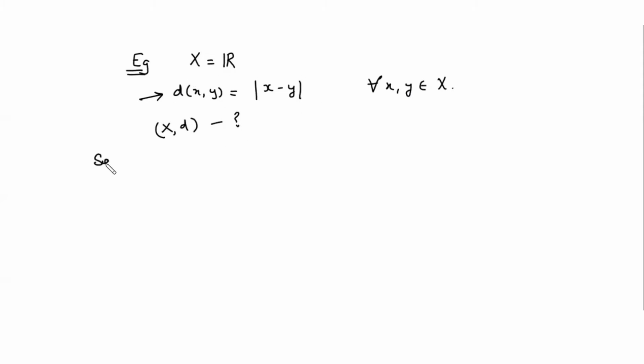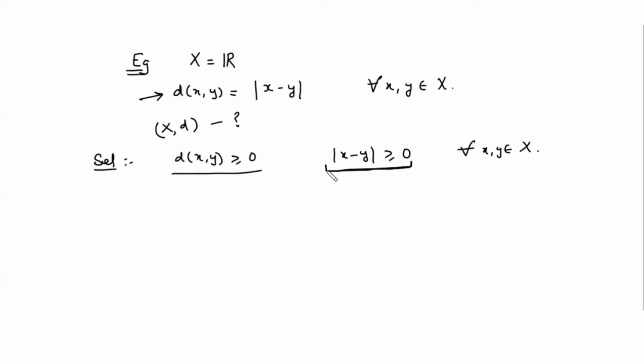Now just see the first property, d of x y is greater than or equal to 0. Clearly this trivially holds. We know that mod is always greater than or equal to 0, whatever x and y. Is it clear? Yes, ma'am. Since mod is always greater than or equal to 0, this holds. So that means the first property automatically holds, right? Now check the next one.